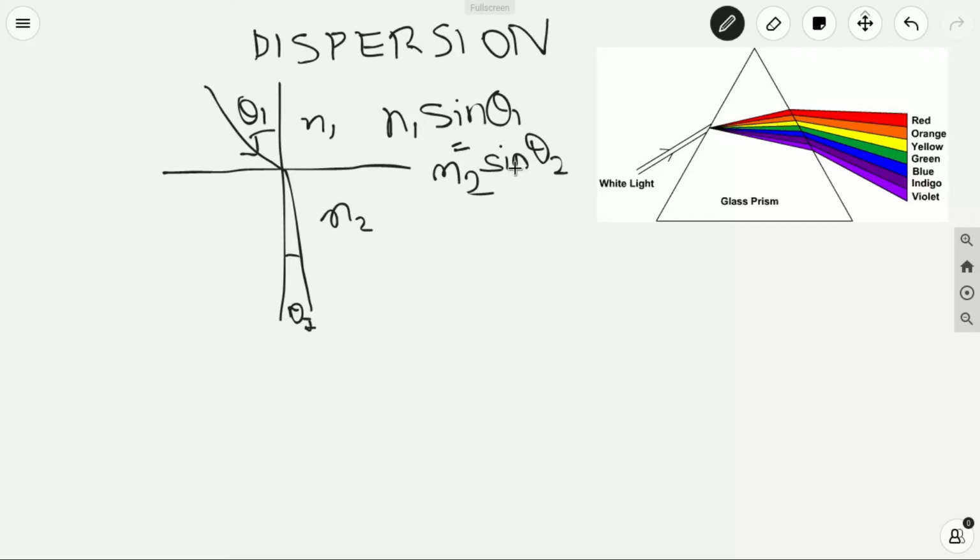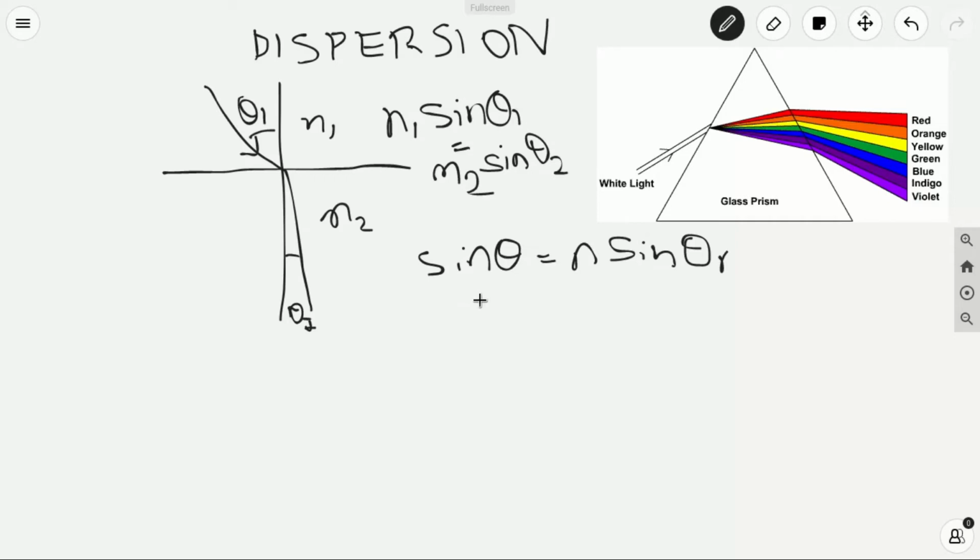Let me help you, Joy. We have n1, and let's say n1 is air or a vacuum, so n1 is approximately equal to 1, and theta 1 is the incident angle, just say theta. So I can rewrite this as sine theta, which is the incident angle, and n2, let's say n, is the refractive index of, say, glass. Here we have a glass prism, and this is the refracted angle, r. So we have sine theta equal to n sine r.